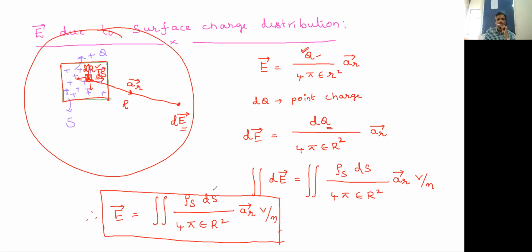We'll be doing the volume charge distribution in the next class.